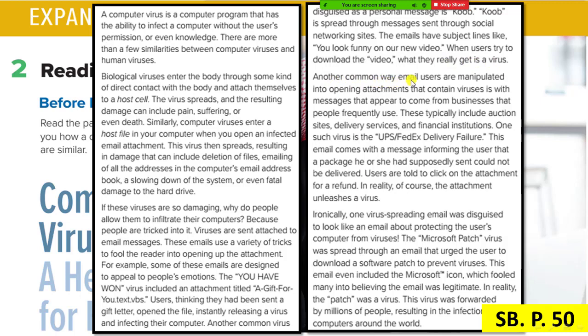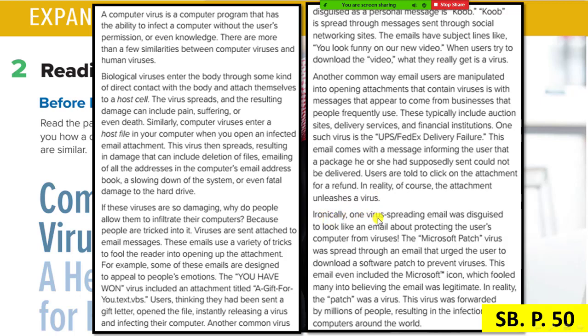Another common way email users are manipulated into opening attachments that contain viruses is with messages that appear to come from businesses that people frequently use. These typically include auction sites, delivery services, and financial institutions. One such virus is the UPS/FedEx delivery failure. This email comes with a message informing the user that a package he or she had supposedly sent could not be delivered. Users are told to click on the attachment for a refund. In reality, of course, the attachment unleashes a virus.